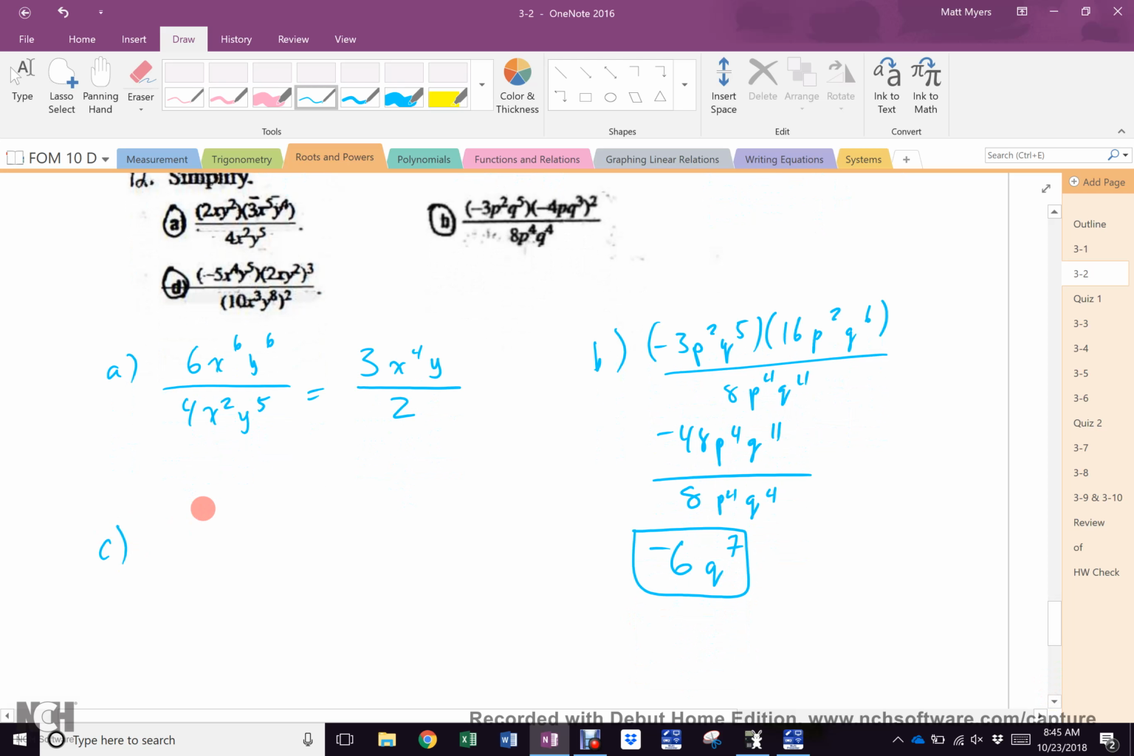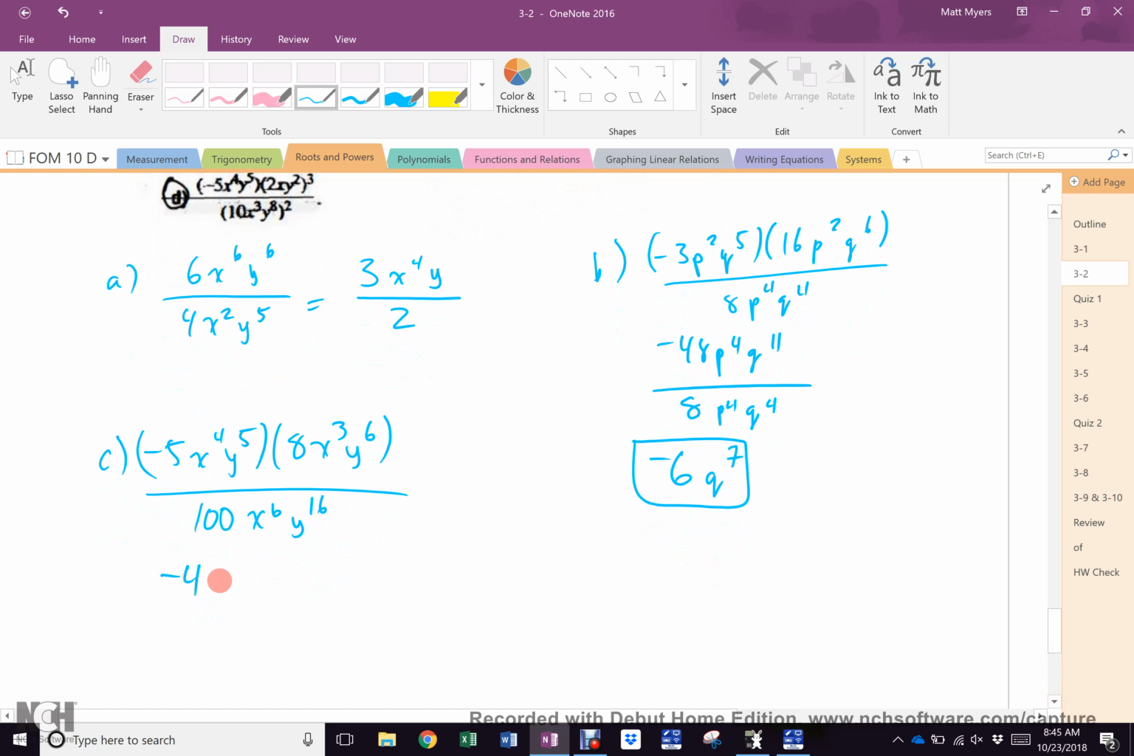And C is negative 5x4y5 times 8x3y6 over 100x6y16, which is negative 40x8y11 over 100, negative 40x6y16, which is negative 2x squared over 5y5.